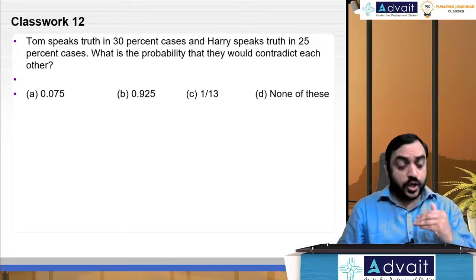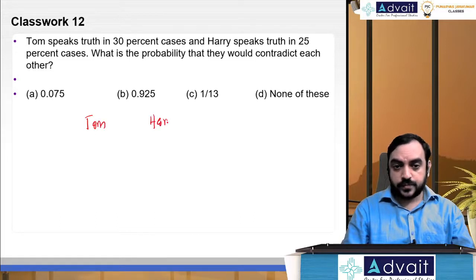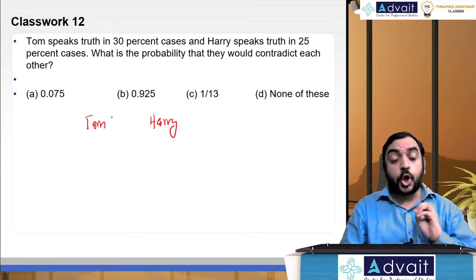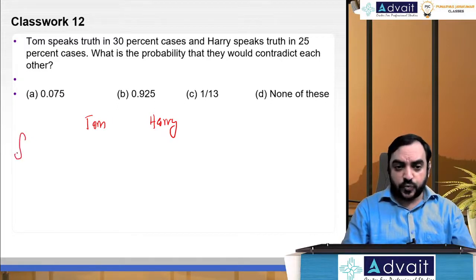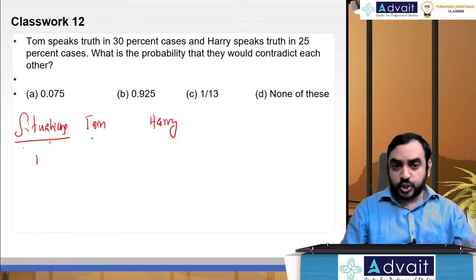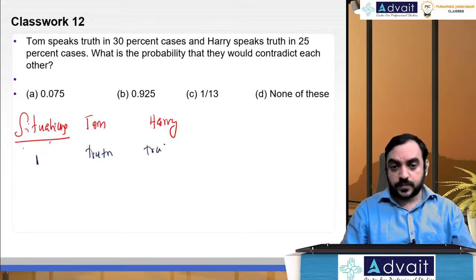So first you should list down what are the possibilities. We have Tom and Harry. What are the situations possible? What are the combinations possible? I'll say situation 1, or scenarios. So in the first scenario, Tom speaks truth and Harry also speaks truth.